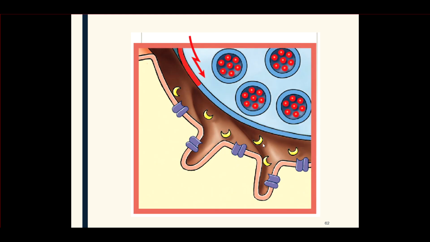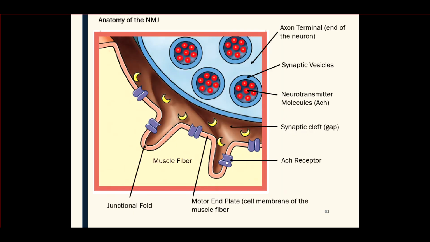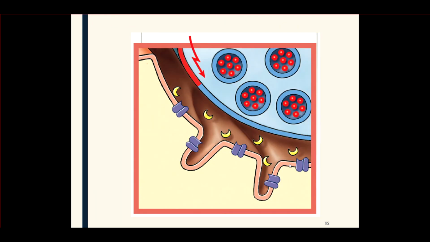Actually, let me go back a second. One of the things I forgot to define for you, I'm just realizing it now. In the cell membrane here, the motor end plate, we have these purple structures. These are receptors. They're going to receive the acetylcholine. So I just labeled this as an ACH receptor. It's going to receive the acetylcholine.